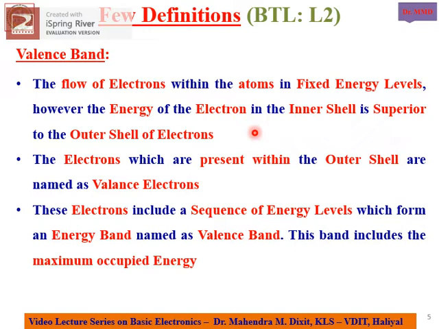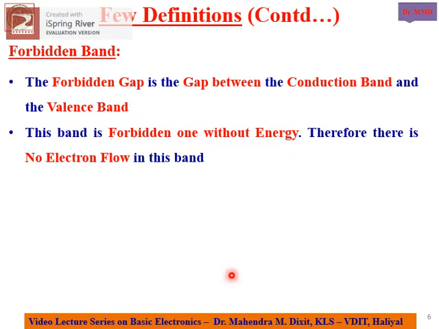So the valence band is defined to have the flow of electrons within the atoms in fixed energy levels. However, the energy of such electrons in the inner shell is very superior to the outer shell of electrons. Of course, the electrons present within the outer shell are named valence electrons, and these electrons include a sequence of energy levels which form the energy band named valence band, and this band includes the maximum occupied energy. So this is also one of the important aspects that we should understand before we proceed ahead with the energy band diagram.